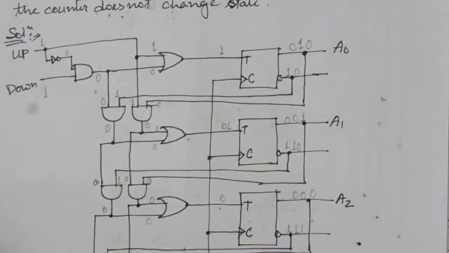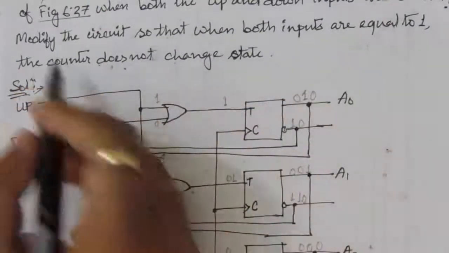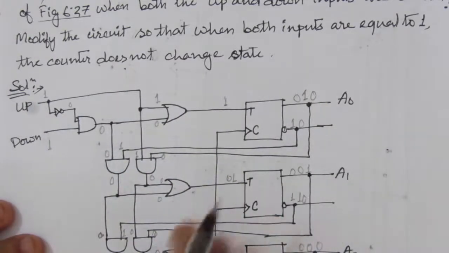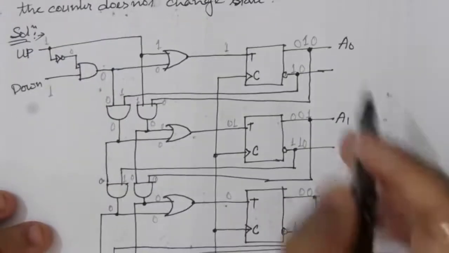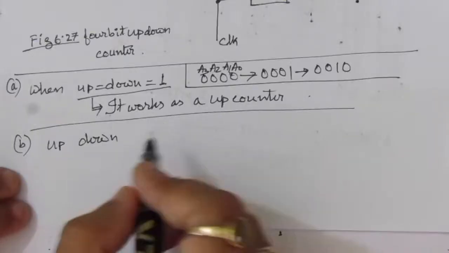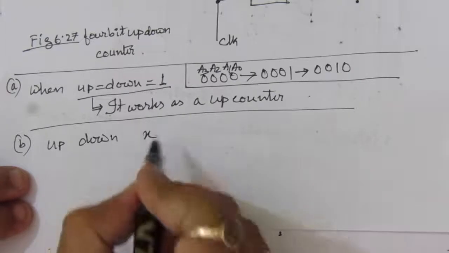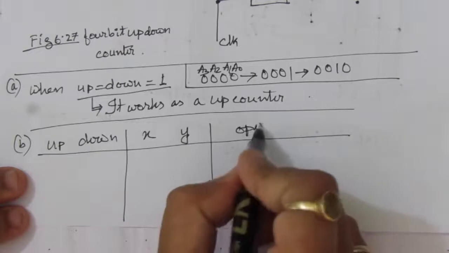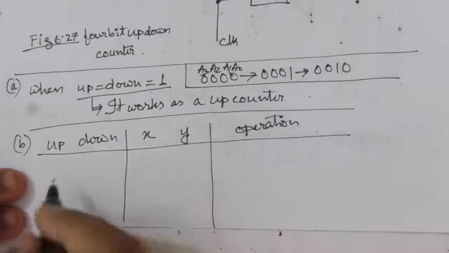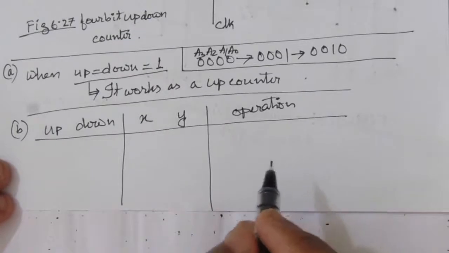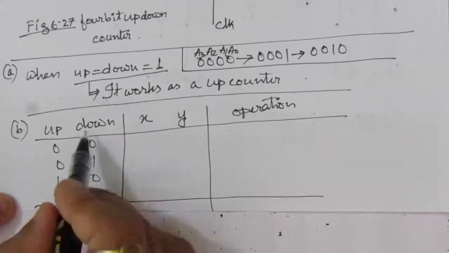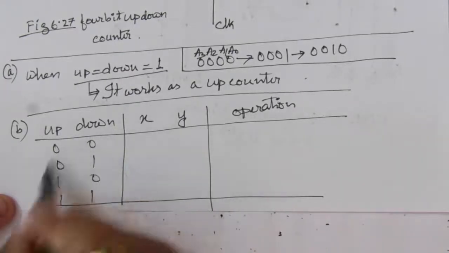It works as a memory state. So now we are asked to make the 1 and 1 input, that means up and down both 1, work as a no change operation. That means the flip-flop output states will remain in the same state. Suppose we now modify this up to X and this down to Y. Now we have to do some modification as per the question. So for these two inputs, up and down, we have four combinations: 0, 0, 0, 1, 1, 0 and 1, 1.